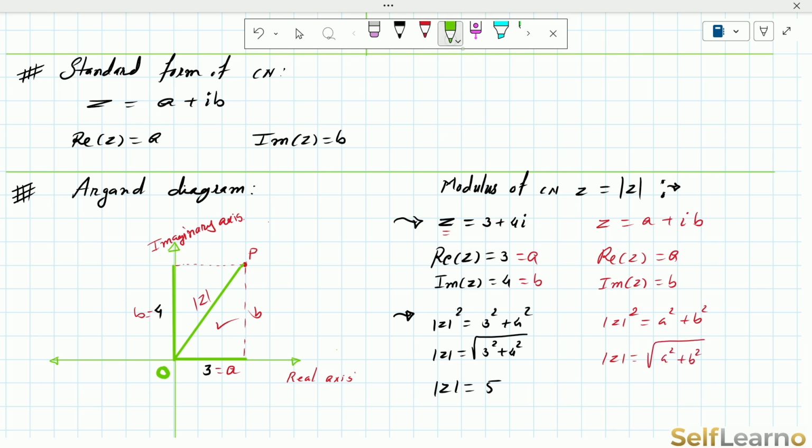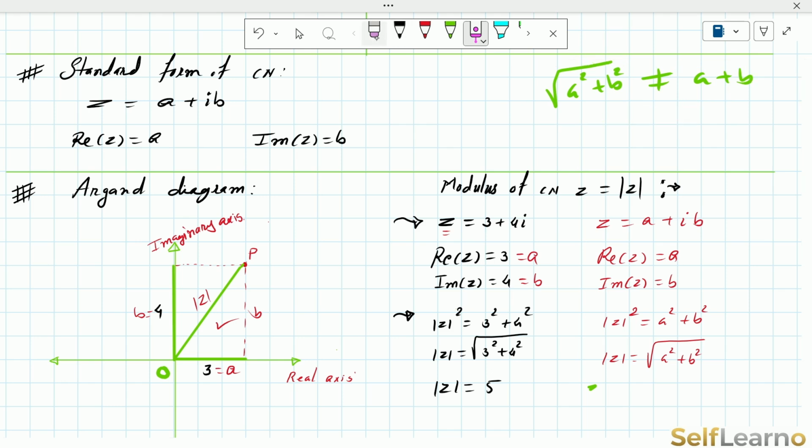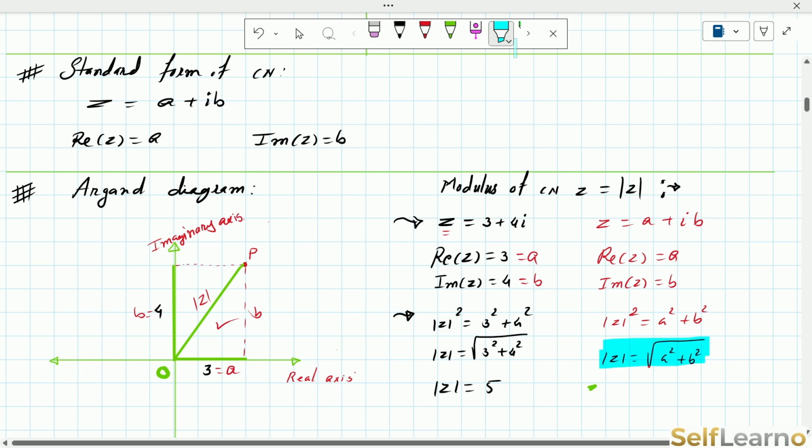Here, my dear students, please do not write z is equal to a plus b. Square root of a square plus b square is not equal to a plus b. If two numbers are added or subtracted, you cannot take the square root of them separately. Even at year 13, I have seen many students make this type of mistake. Please take care. It does not happen. So now we have the formula. Modulus of a complex number is nothing but under root of the sum of squares of the real and imaginary part.